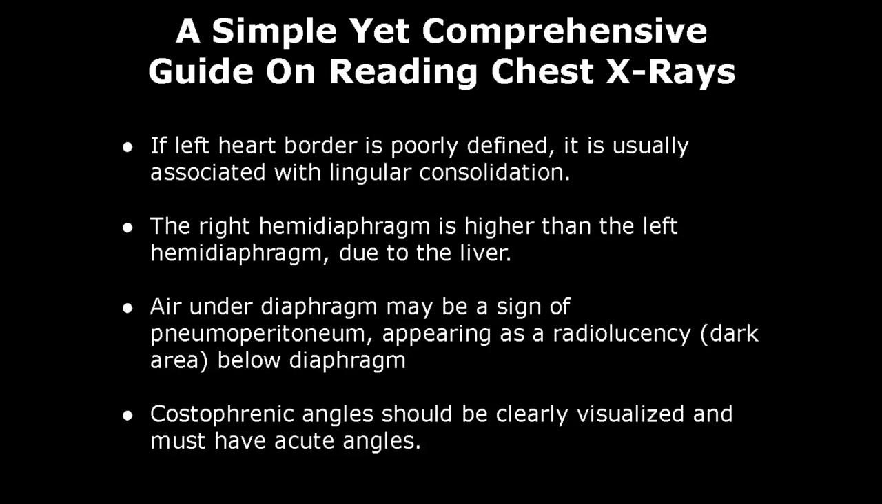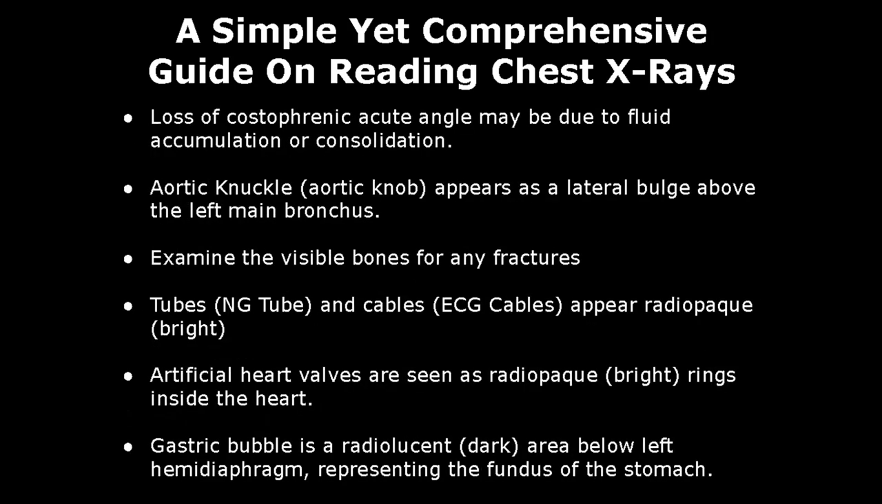The costophrenic angles should be visualized properly and must have acute angles. Loss of costophrenic acute angle may be a sign of fluid accumulation or consolidation. The aortic knuckle or aortic knob appears as a lateral bulge above the left main bronchus.